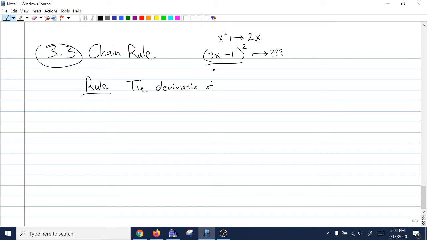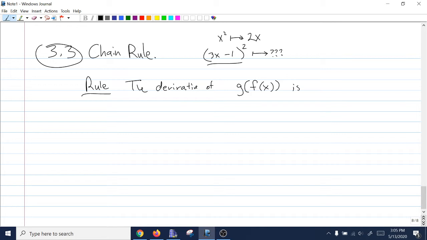This one I could do by foiling it out, but if I didn't want to foil it out, or if the power was bigger and I couldn't foil it out, or maybe if the power was a half, foiling doesn't make sense there. How do I use knowing what the derivative of x squared is to know what the derivative of other stuff squared is? The idea here is if you have a function of a function, what do you do? So that's what the chain rule says.